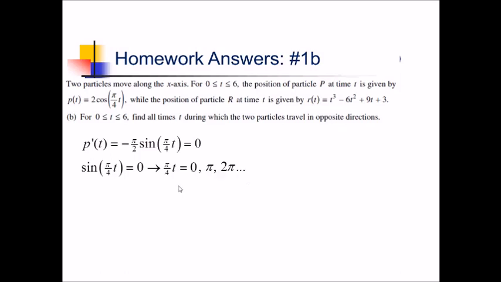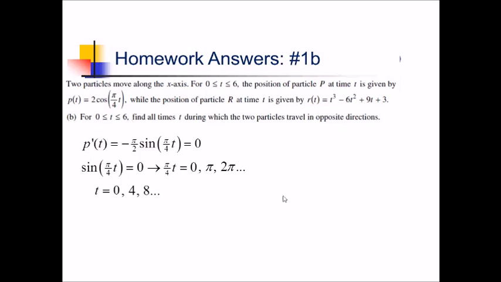But now I'm not quite done. I need to solve for t, not pi over 4 t. So to get t by itself, I'm going to multiply by 4 over pi. That gives me 0. And then 4 pi over pi is 4. And now 8 pi over pi is 8. And we could keep going here, but we really only need values between 0 and 6. So we'll just stop there.